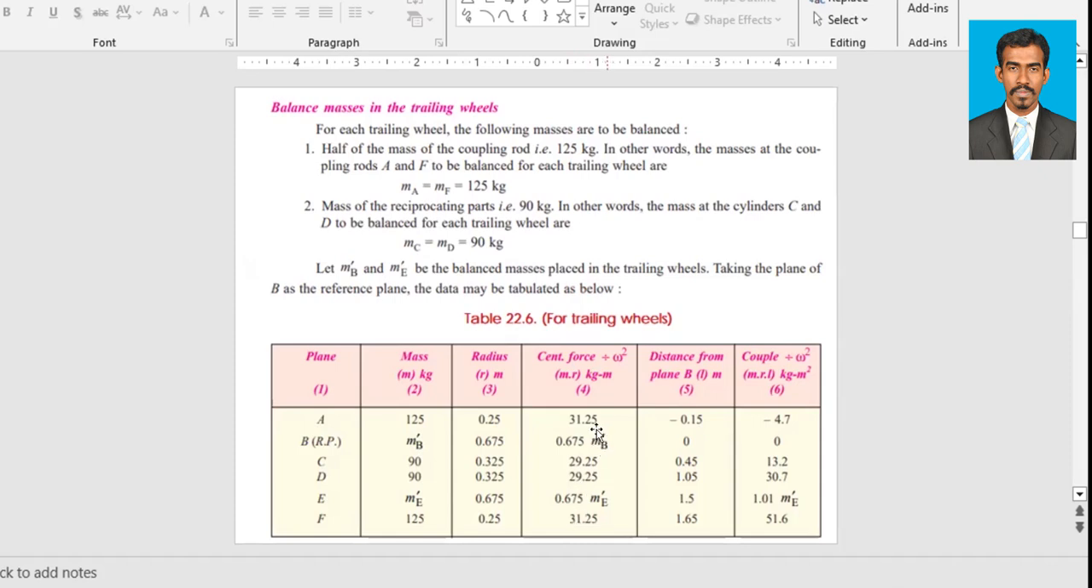But we have two unknowns, m dash d and m dash e. We have two unknowns, so we can't draw a force polygon. So what we will do is move to our next step, which is to find the couple polygon.